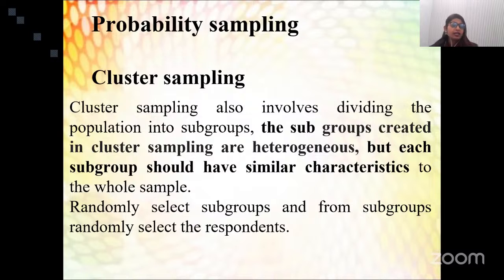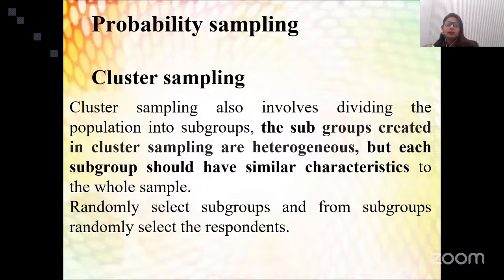In stratified sampling, the strata are homogeneous, but in cluster sampling they are heterogeneous. We have to prepare clusters which are themselves heterogeneous in nature. But each subgroup should have similar characteristics. Whatever clusters you are preparing, their characteristics should be similar to each other, but we have to prepare the clusters heterogeneous, for the whole sample.